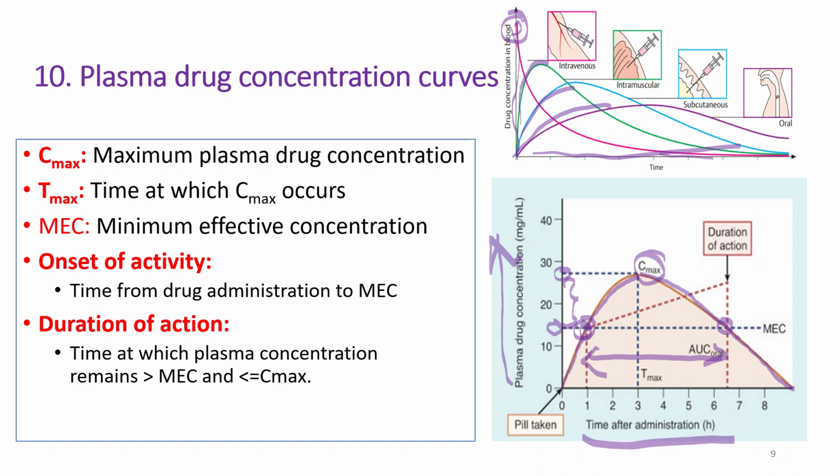This one is the onset of action. The drug starts producing response at 1 hour, right? And the duration is approximately 1, 2, 3, 4, 5.5 hours. After 6.5 hours, there is no response. So what is the maximum? Cmax is the maximum concentration. Tmax means the time at which the Cmax occurs. So what is the number? 3 hours is the Tmax. All right.